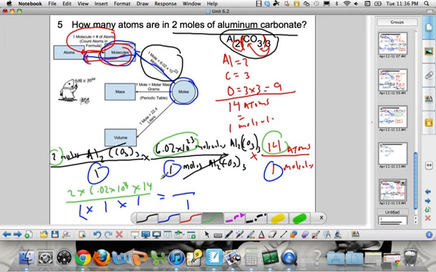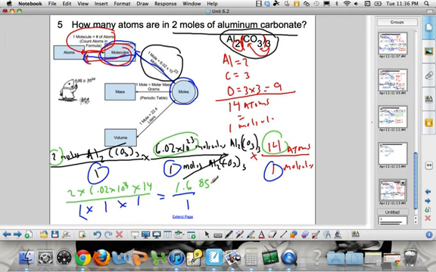My top, when I multiply that all together, I get 1.6856 times 10 to the 25th. And I'm talking about atoms of Al2(CO3)3. That divided by 1 gives me my answer. That's my answer right there. 1.6856 times 10 to the 25th atoms of this.